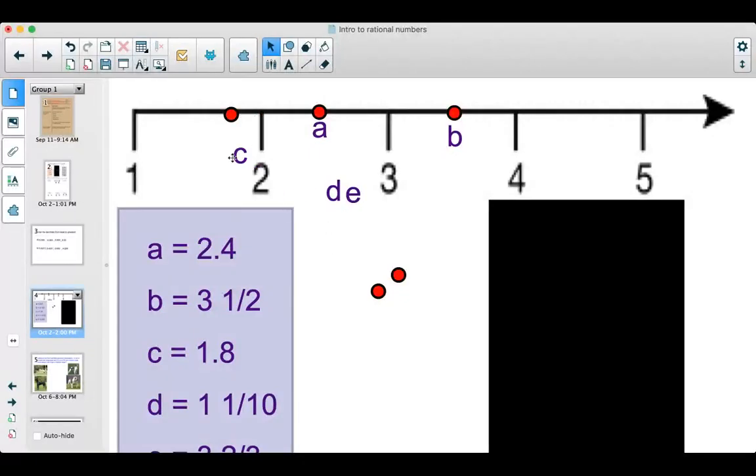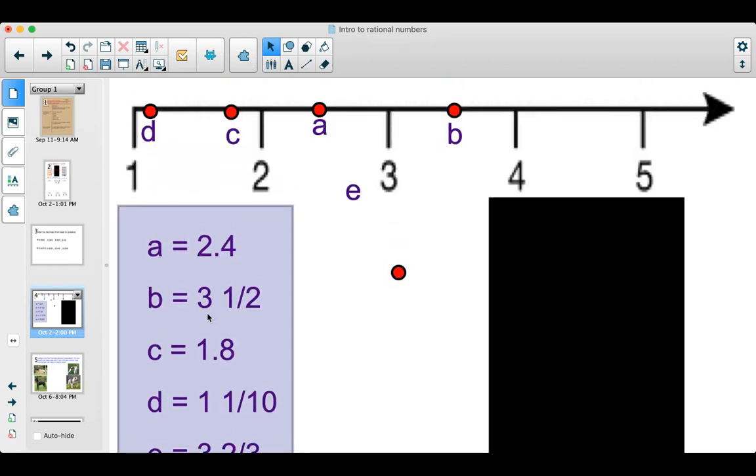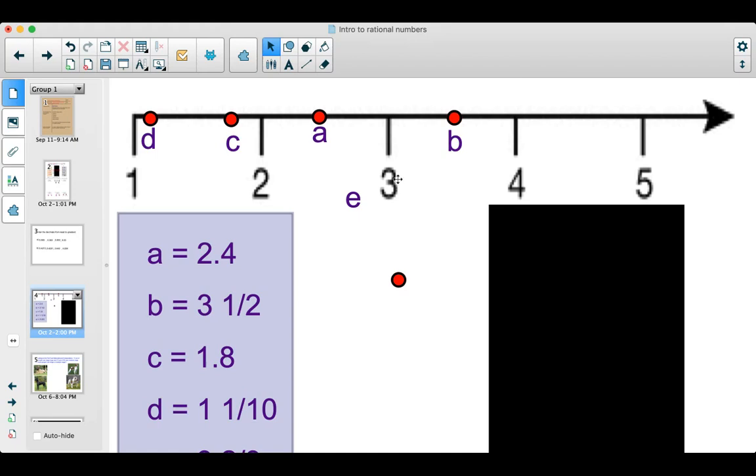Okay, so that's 1.8. For 1 and 1/10, again, it's between 1 and 2. The fraction part is 1/10. Well, that's a lot less than half. That goes something like that. Again, cutting this into 10 equal pieces, that's after just one of them. All right, last one is 3 and 2/3. So 3 and 2/3, it's 3 and more. So it's more than 3, but less than 4. For the 2/3 part, well, 2 out of 3 is more than half. So again, I imagine cutting this into 3 equal pieces and putting this after 2 of them. And our numbers would look something like this.